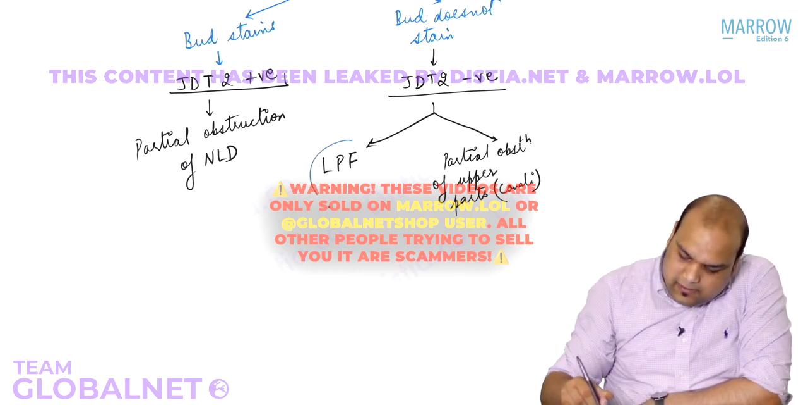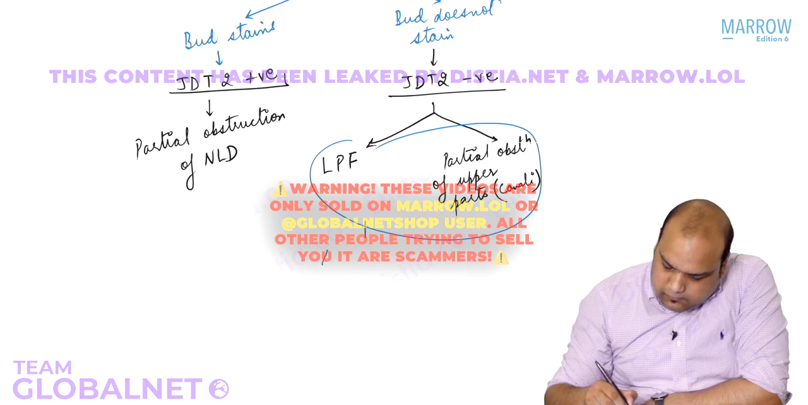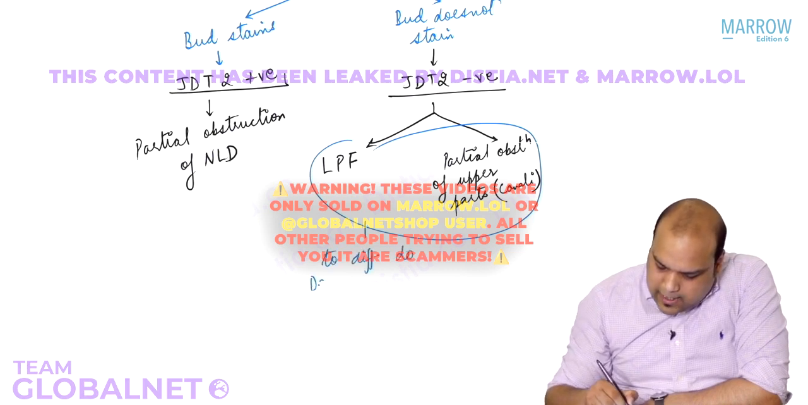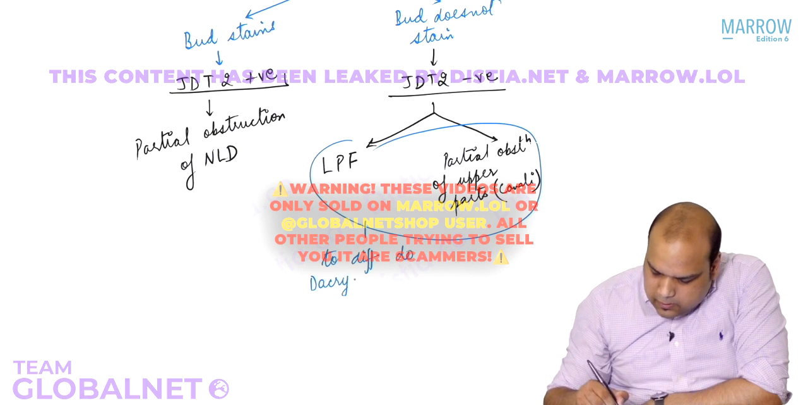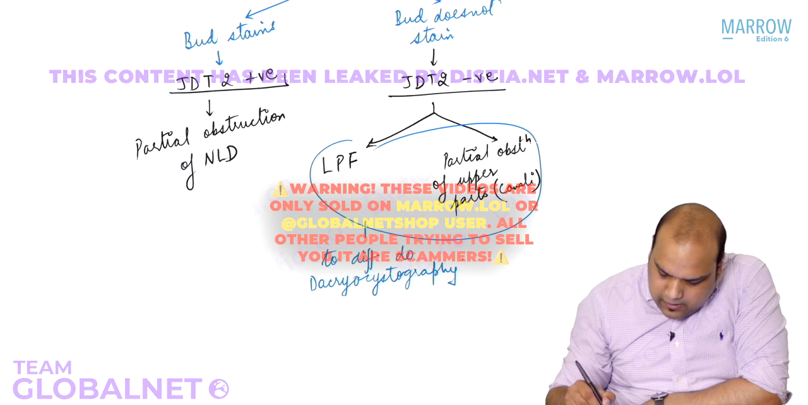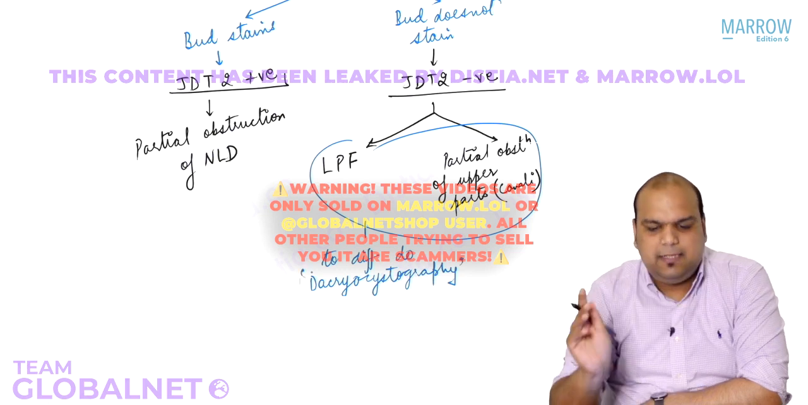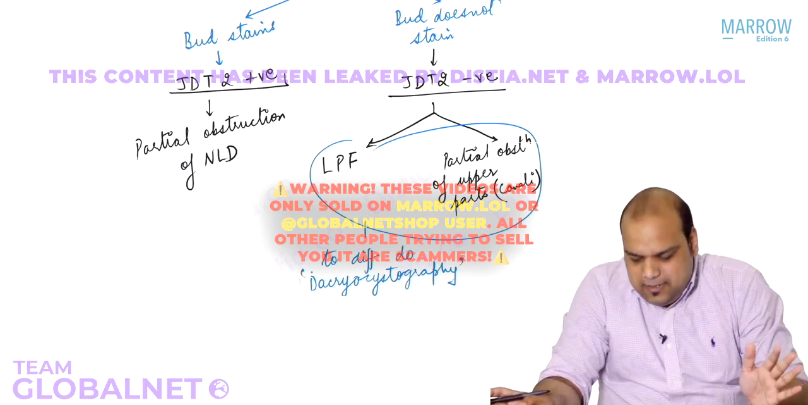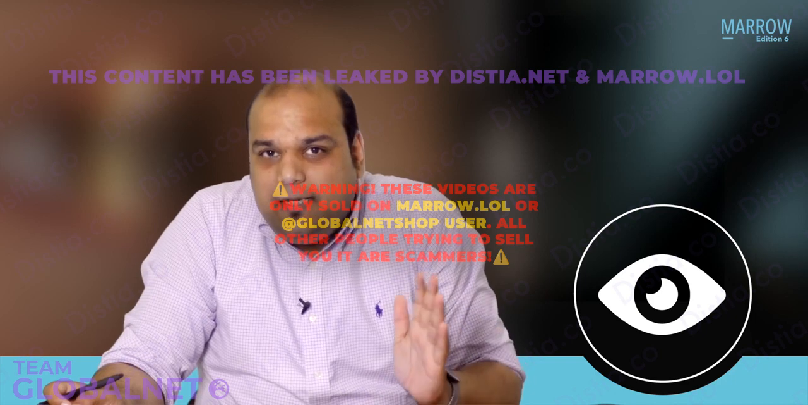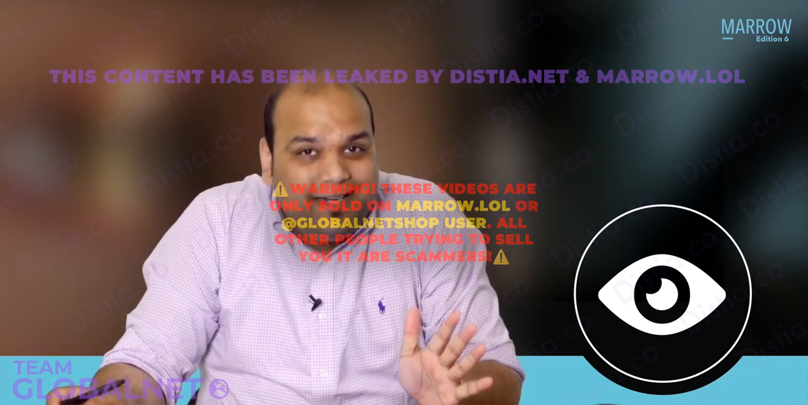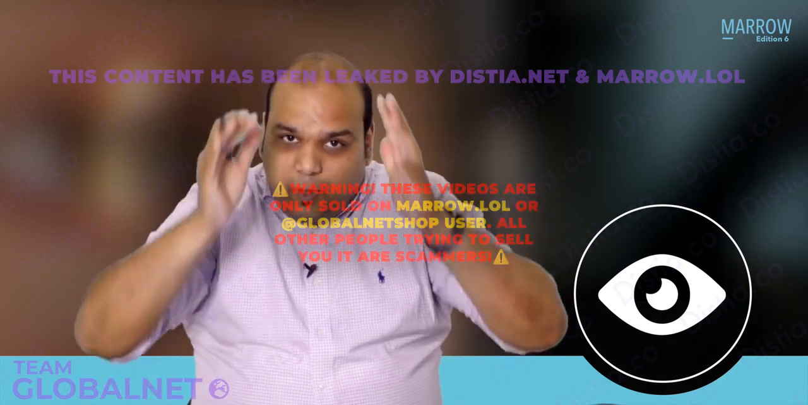To differentiate, do dacryocystography. Now you have to ultimately resort to imaging basically. Am I crystal clear about this? So to differentiate, we do DCG, dacryocystography. Done, everybody? So I know it sounds a little complicated the first time.